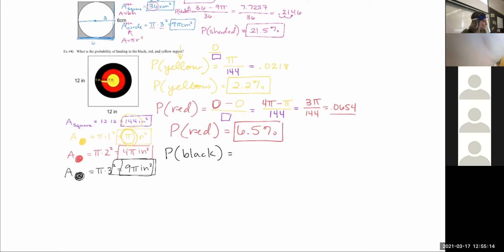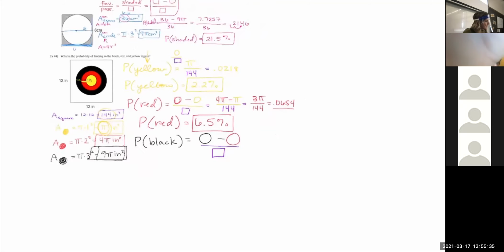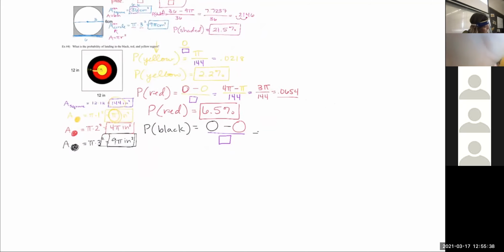So what you're going to do for this one is the probability we hit black is going to be the black circle minus just the red circle. Okay, so don't subtract the yellow one too. It's very tempting to do. A lot of people do it. Don't do it. And we're going to divide that by the square. Okay, so black circle is 9 pi. Red circle is 4 pi. So 9 pi minus 4 pi over the square, over the whole thing, which is 144. So if you plug that in, you get 5 pi over 144.